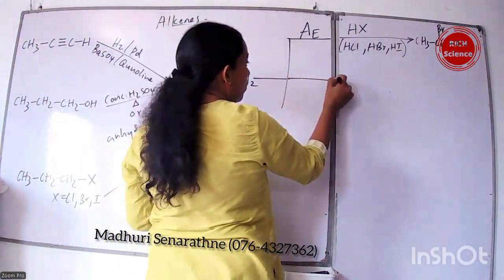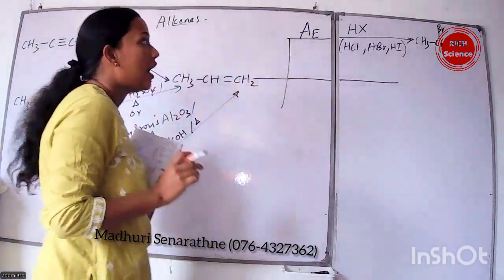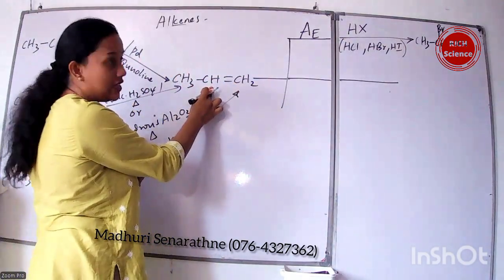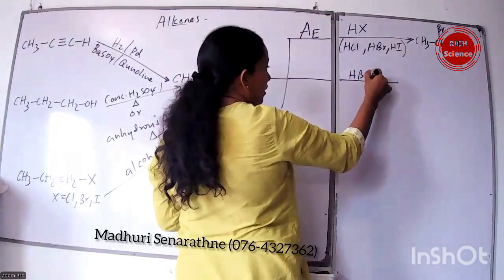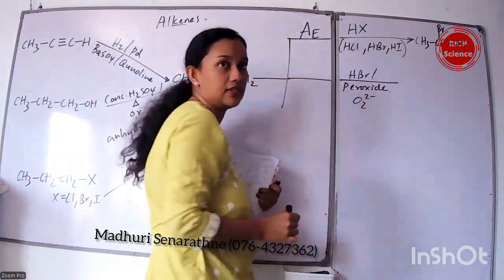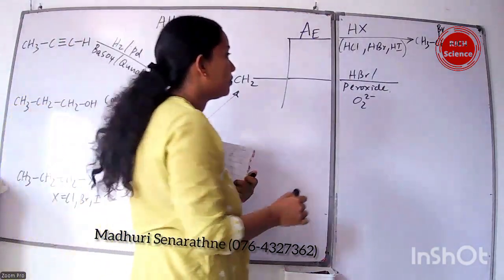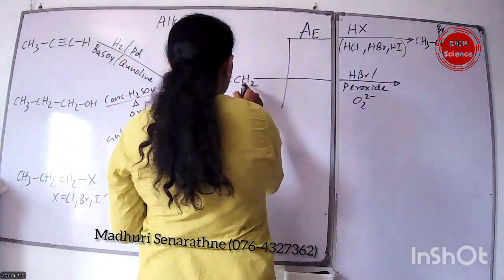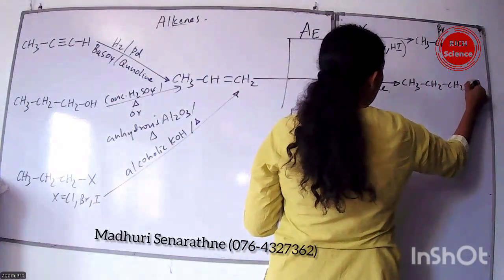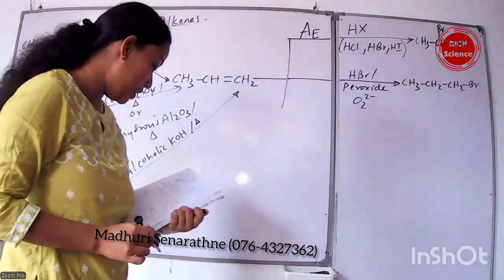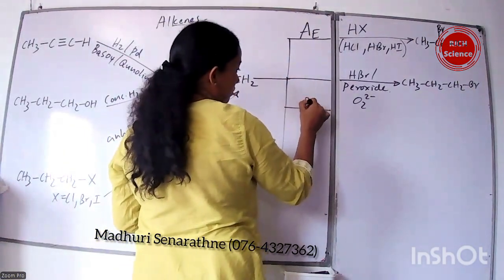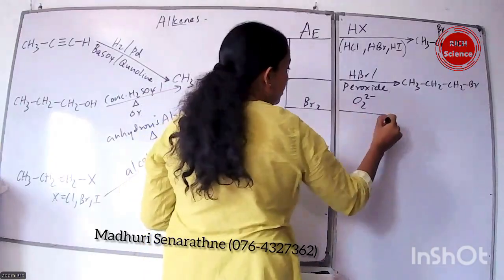According to the anti-Markovnikov rule, with HBr and peroxide, hydrogen goes to the carbon which has fewer hydrogens. Usually the bromine goes to this carbon: CH3, CH2, CH2, Br. So like this. Then Br2 addition.